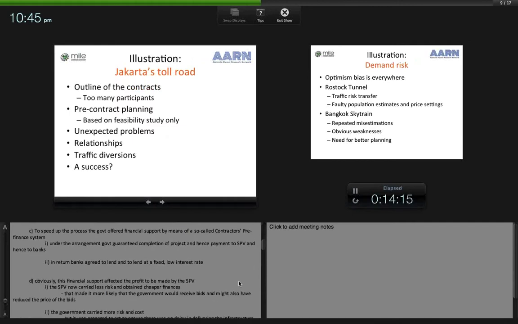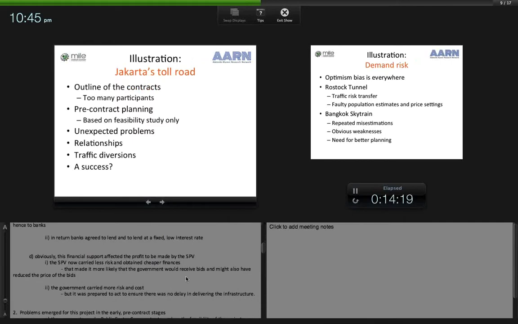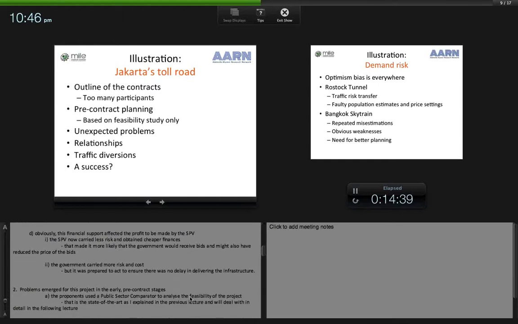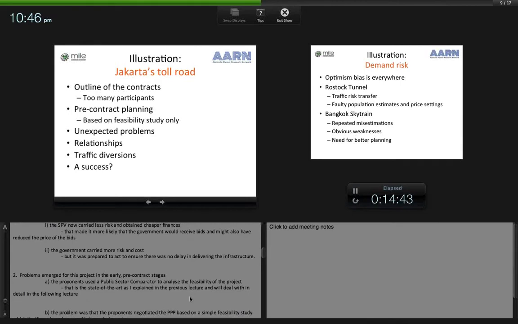Obviously, this financial support affected the profit to be made by the SPV. It now carried less risk and obtained cheaper finance. That made it more likely that the government would receive bids and might also have reduced the price of those bids. But of course, the government carried more risk and greater costs, but it was prepared to act in that way to ensure that there was no delay in delivering the infrastructure.